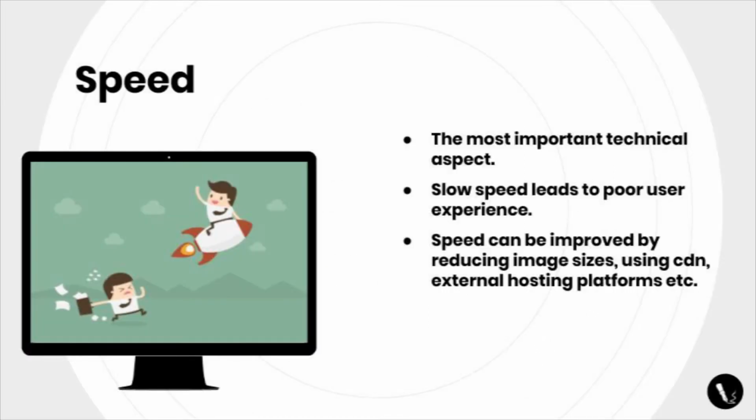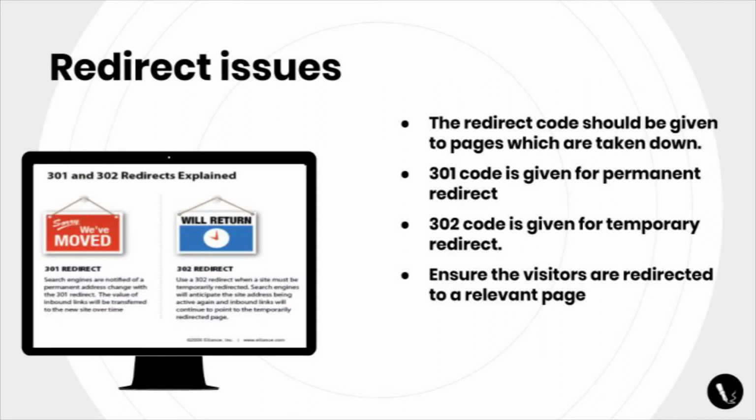Speed. This is an important part of the technical aspect of the website. If the speed of the website is not optimized, it forces the visitor to use the competitor's website, which affects the bounce rate also. The loading speed is different for websites of different fields. There are a number of ways to optimize the speed of the websites, like reducing the image sizes, using CDN, external hosting platforms, etc.